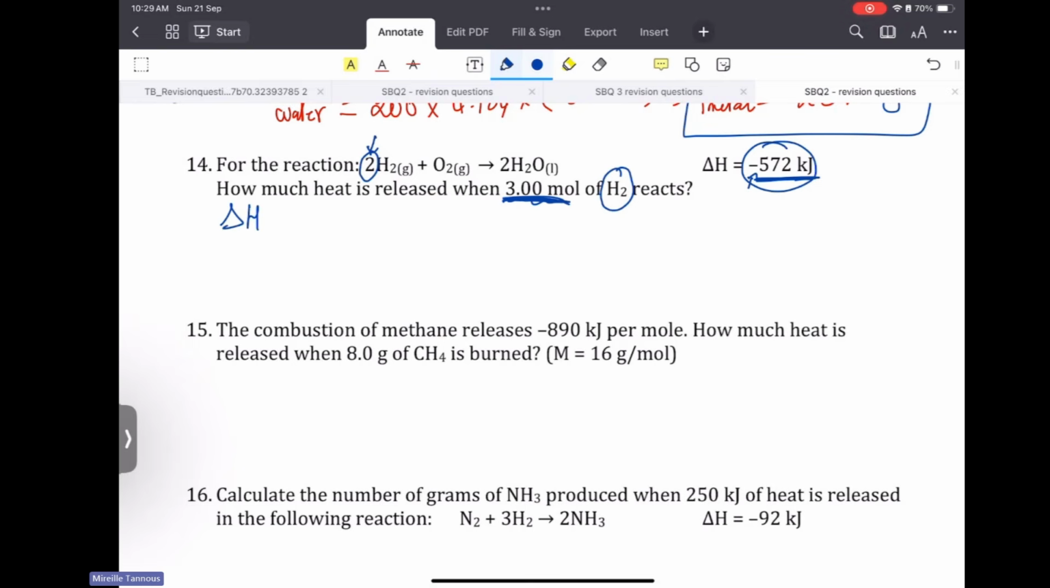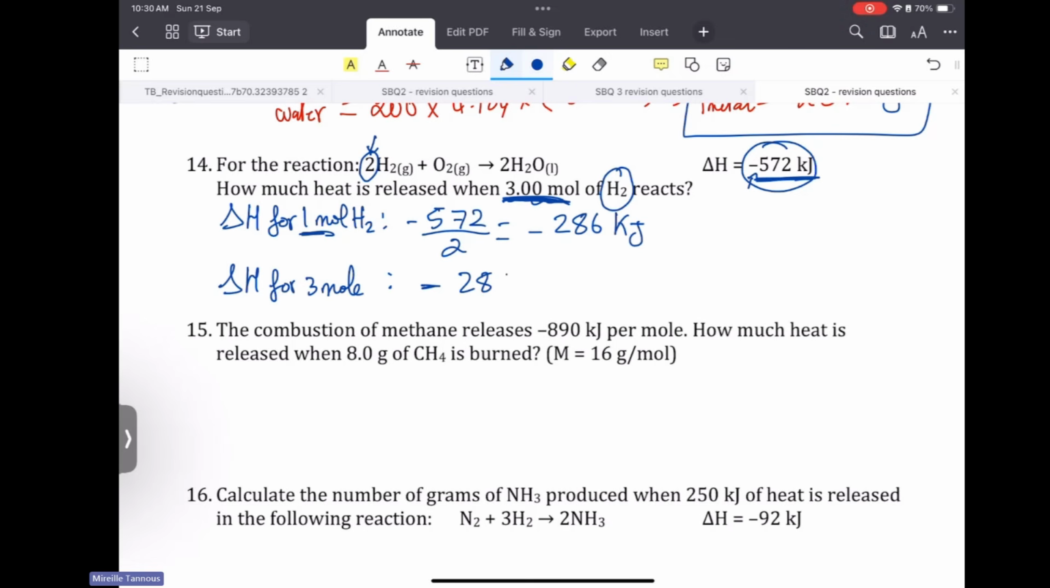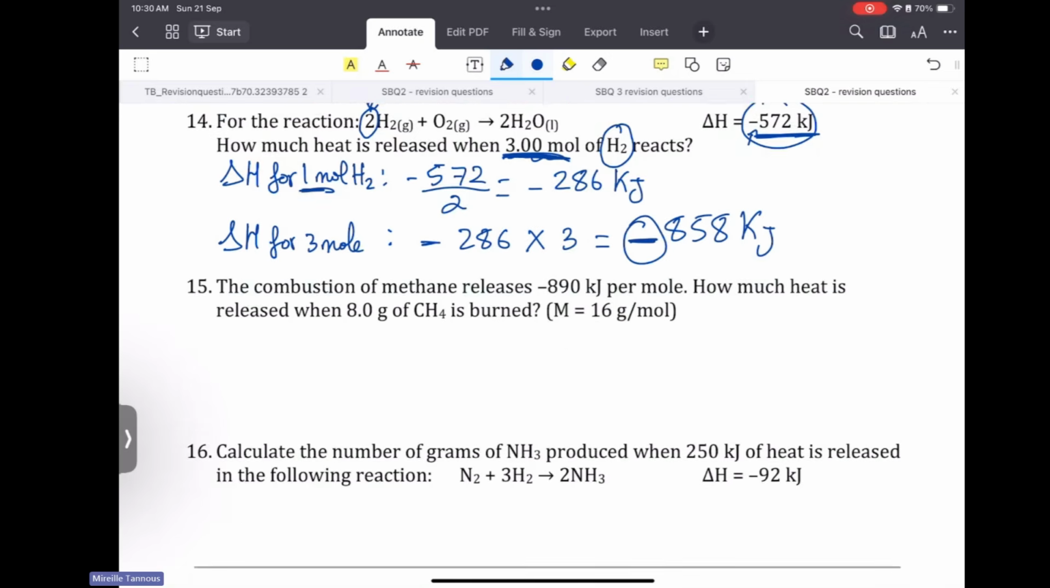So first we find the enthalpy for 1 mole of H2. So it would be 572 divided by 2. And the answer would be negative 286 kilojoule for 1 mole H2. Now to answer the question, the enthalpy for 3 moles would be negative 286 multiplied by 3. So the answer is negative 858 kilojoule. Don't forget the negative sign.